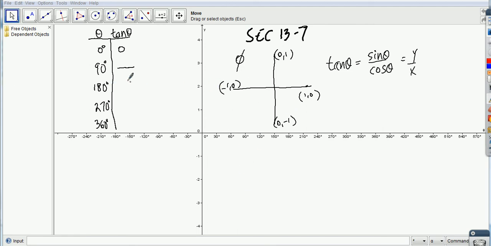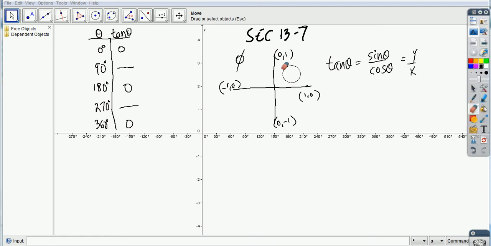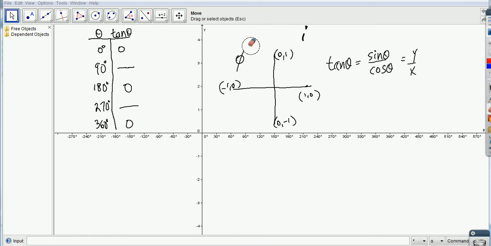180 degrees, what's the tangent? 270, tangent. It's undefined. The tangent, come on. 360 degrees is 0. All right, so let's put some of those points on here. Let's get rid of some of this mess. Let's get rid of that.